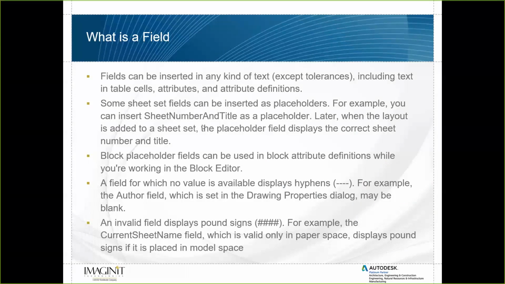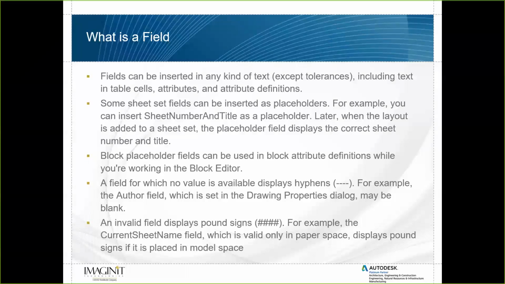So fields can be inserted in any kind of text except tolerances, including text in table cells, attributes, and attribute definitions. Some sheet set fields can be inserted as placeholders. For example, you can insert the sheet number and title as a placeholder. Later, when the layout is added to a sheet set, the placeholder field displays the correct sheet number and title. And we're actually going to go through that exercise where we have a title block. I have some blocks in there. I'll show you how we define those blocks with fields. And then as we insert the title block, you're going to see these things update automatically. And block placeholder fields can be used in block attribute definitions while you're working in the block editor.